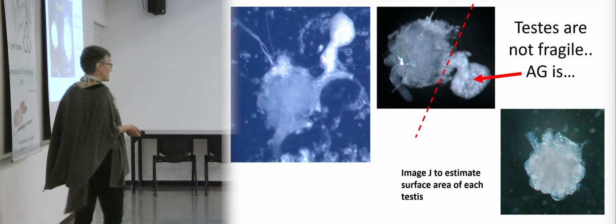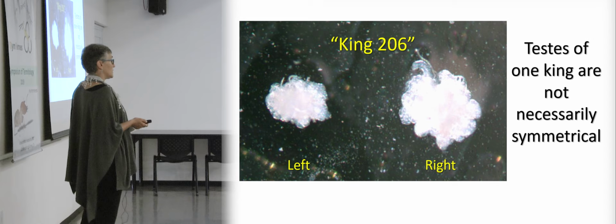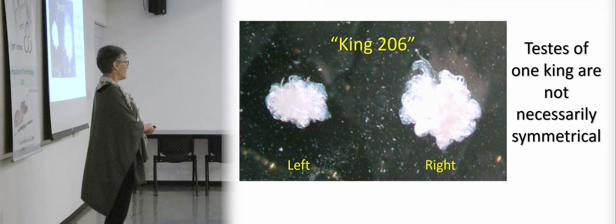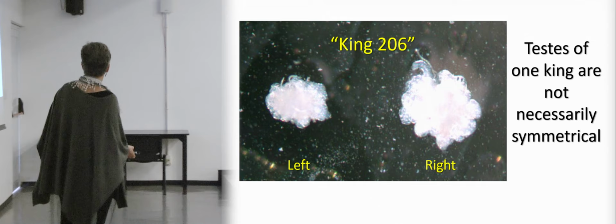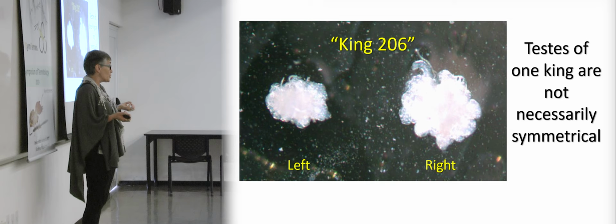Interestingly, what I realized is that some of these males are producing asymmetrical testes. I assumed that if the left is big, the right should be big. Apparently, that's not the case. So what this shows me is these are the left and right of the same male. And what this shows me is if I want to get a real measure, I have to collect both testes.